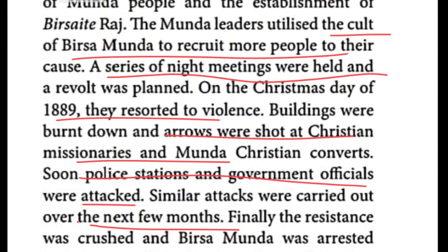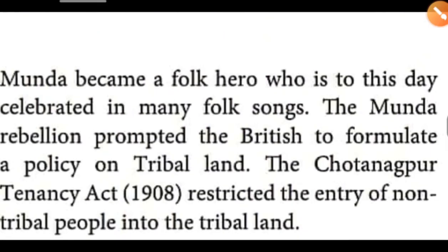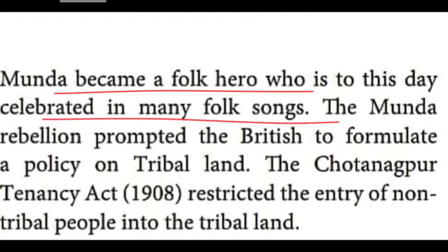But finally it was crushed by the English East India Company. Moreover, Birsa Munda was arrested in February 1900. Later he died in jail. Birsa Munda became a folk hero, like our Veerapandya Kattabomman, who to this day is celebrated in many folk songs.